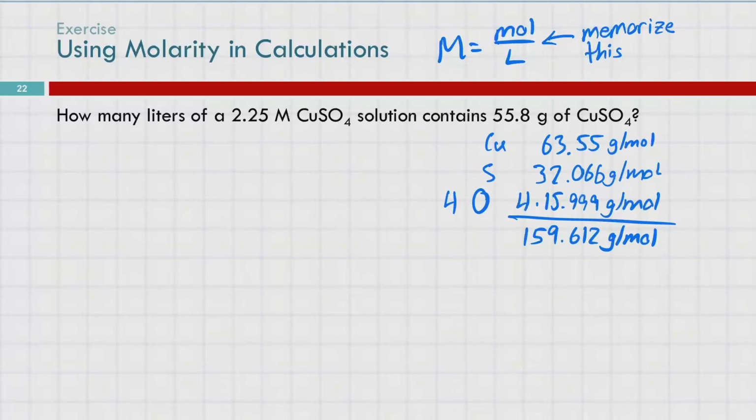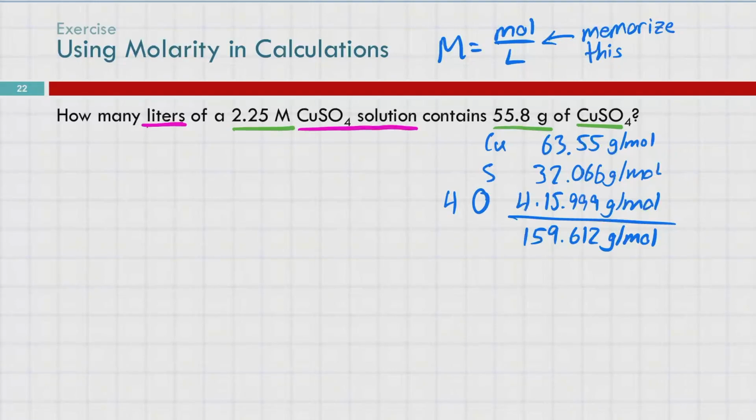Okay. What are we finding? Liters. Liters of copper sulfate solution. We're given molarity and grams of copper sulfate.